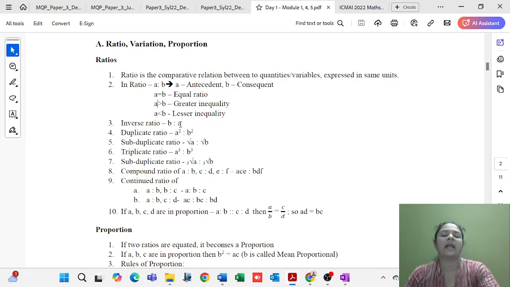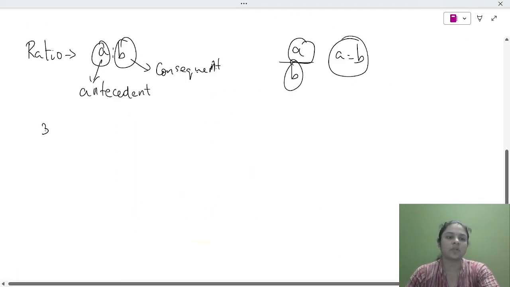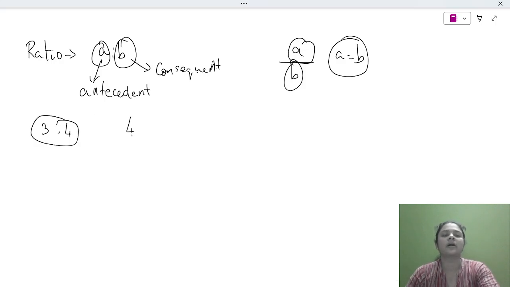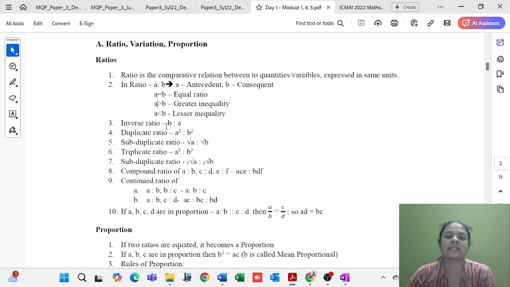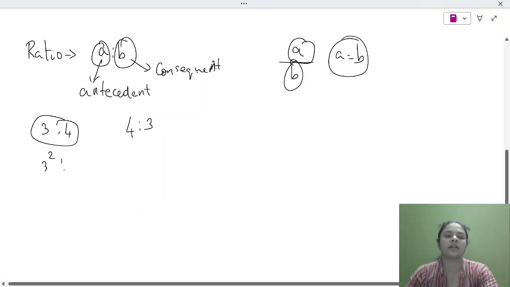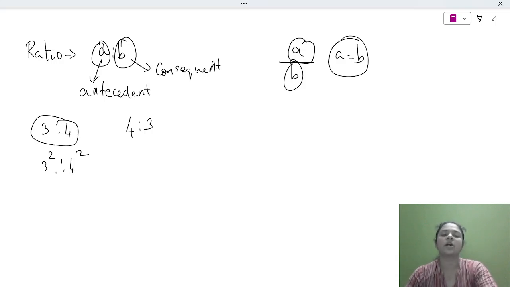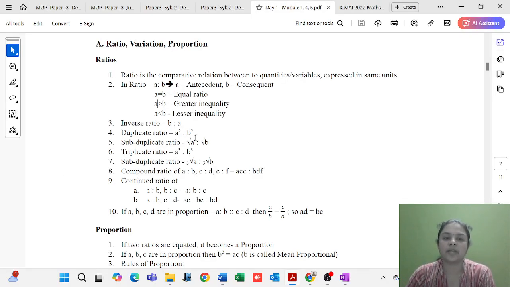Okay? And now comes these terms. For example, if I have a ratio 3:4, the inverse of it or the reciprocal of it is nothing but the inverse ratio, which is 4:3 or B:A. Similarly, if I square the 2 values, 3 square is to 4 square, then this is called the duplicate ratio. The opposite version of it, if I take the square root of the 2 values, then it is called the subduplicate ratio. So duplicate ratio is A square is to B square. Subduplicate ratio, root A is to root B.